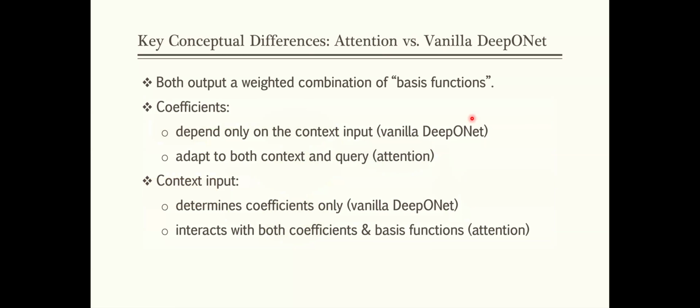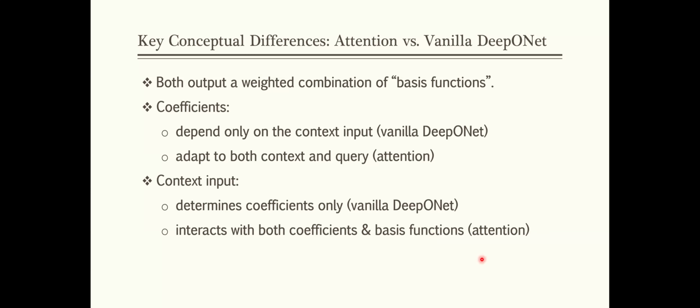We looked at the architecture of vanilla DeepONet and attention. Both of them can be viewed as forming an output by combining a set of basis functions with certain coefficients. But the key difference lies in how these coefficients are determined. In the vanilla DeepONet, the coefficients depend only on the context function, like the input condition, and they remain fixed for all query points. In contrast, in attention, the coefficients are adaptive. They depend on both the context and the current query. So the model dynamically reweights the basis functions for each query token or query point.